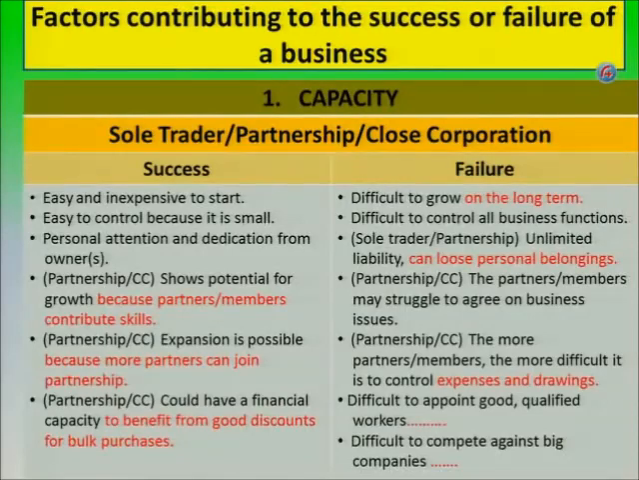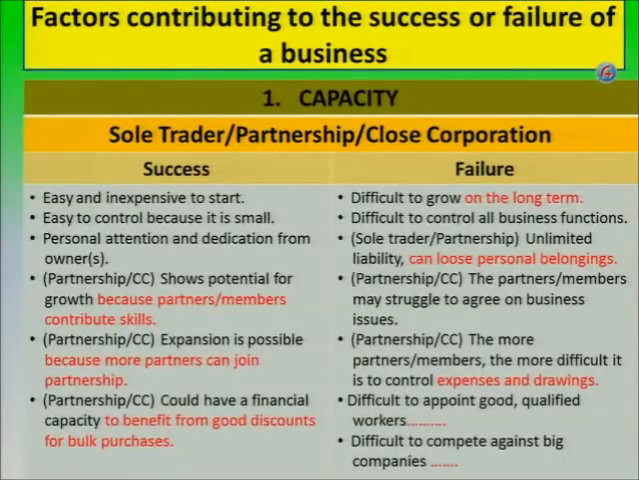The sole traders and partnerships have unlimited liability. Now what does it mean? It means that the sole trader or the partners in the partnership can lose their personal belongings to pay for the debts of these forms of ownership. Another failure factor is that partners, in the case of partnerships and close corporations, may struggle to agree on business issues. It is true. In the case of a partnership, there are 20 people that have to decide to get a common understanding of an agreement, while in the case of a close corporation, there are 10 of them.